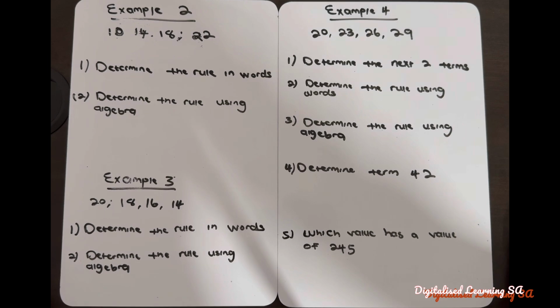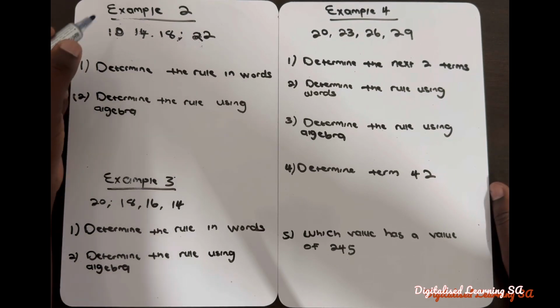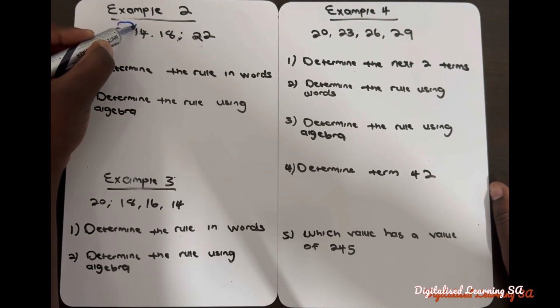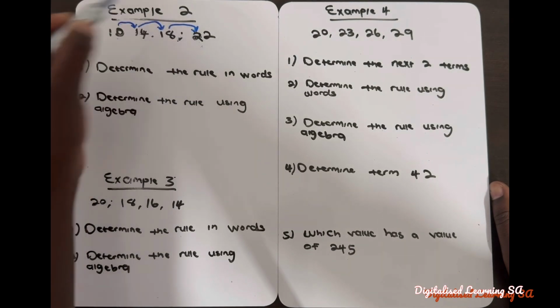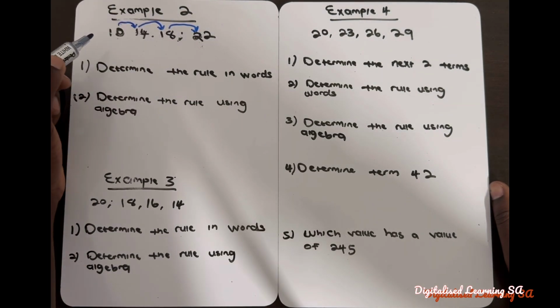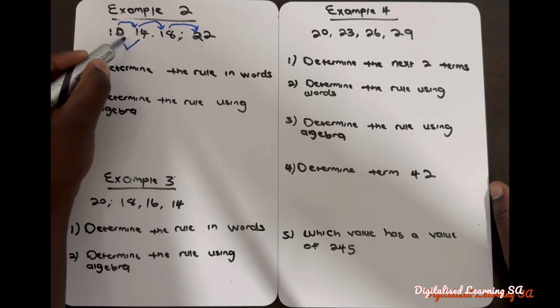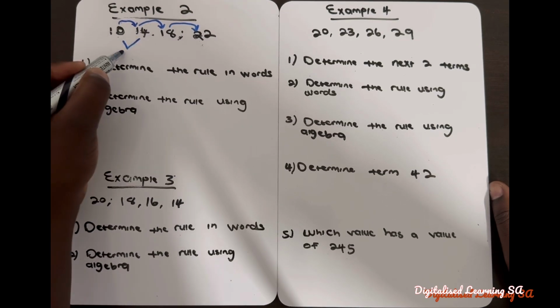Welcome back to part 2 of our constant difference patterns video. Remember that we still need to find the value in which these numbers are increasing. And to do that, we need to subtract this 14 from 10.